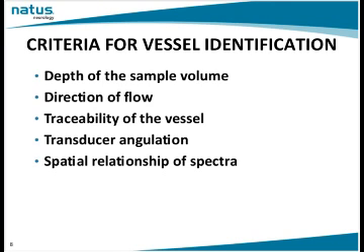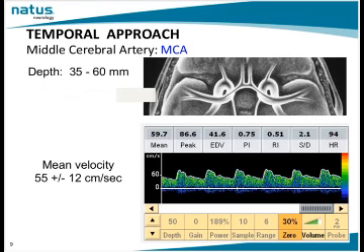The question also arises, how do I know that I'm on the artery I want to be? Well, you need to be very cognizant of the depth of your sample volume. As I mentioned, and as we'll review, every artery has a known range of depth. Every artery has an expected normal flow direction in relationship to the orientation of the transducer. Each and every artery can be traced along the course of the artery or from one artery to another artery. In tracing from one artery to another, we need to be very aware of our transducer angulation as well as the spatial relationship of the spectra.